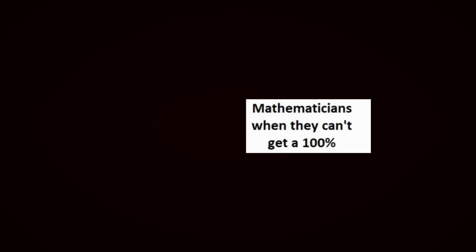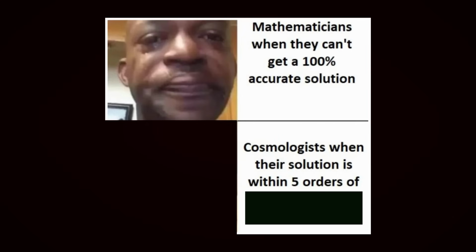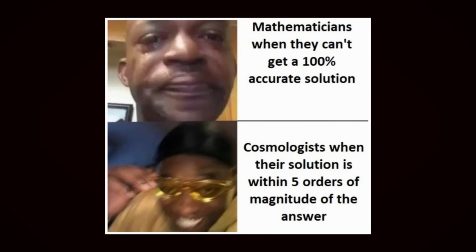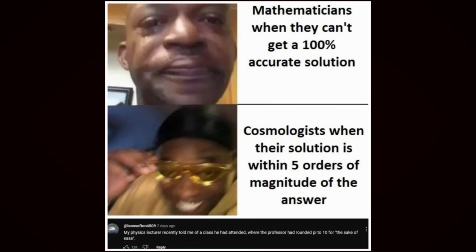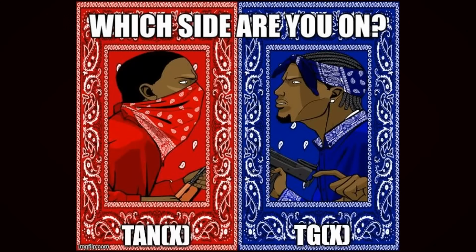Mathematicians when they can't get a 100% accurate solution. Cosmologists when their solution is within 5 orders of magnitude of the answer. My physics lecturer recently told me of a class he had attended where the professor had rounded pi to 10 for the sake of ease. Which side are you on? Tan x, TGX.